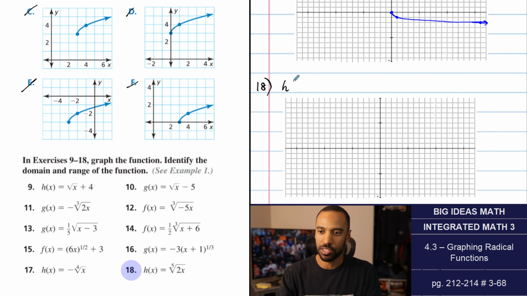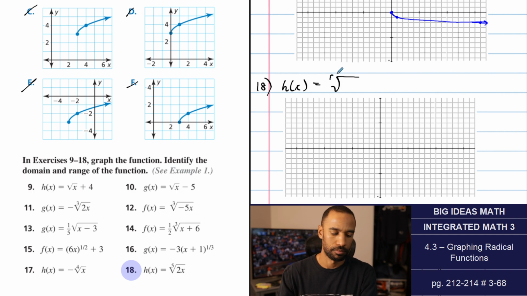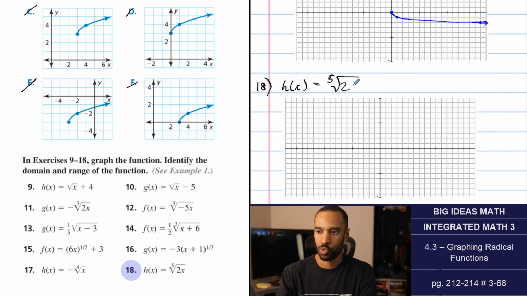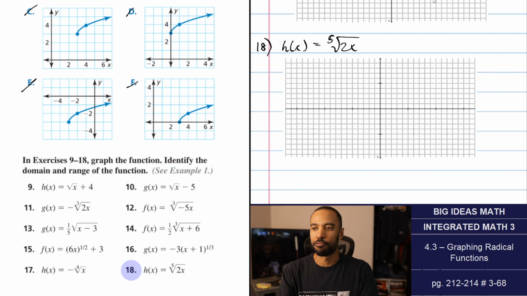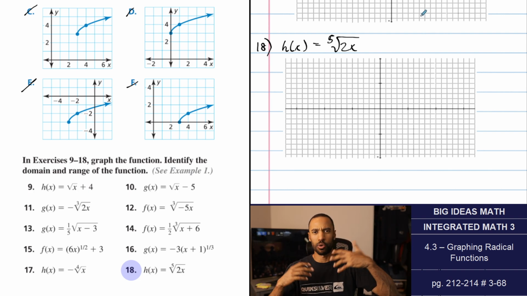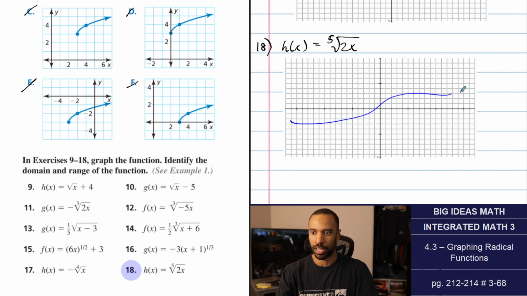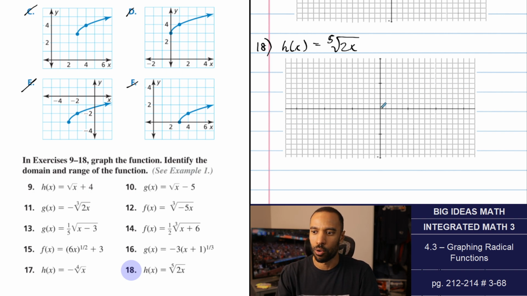We have h of x equals the fifth root of 2x. So a fifth root function is like a cube root function in that it kind of goes both directions. Domain and range is all real numbers. It'll have kind of a squiggly like that, right? It's centered at the origin, but it is horizontally compressed by a factor of 2.